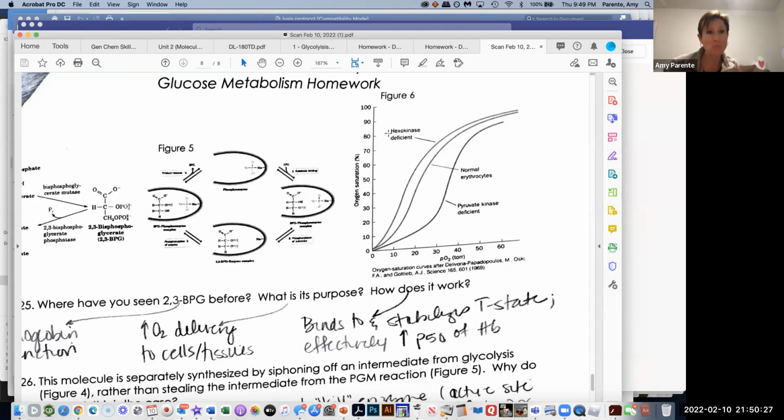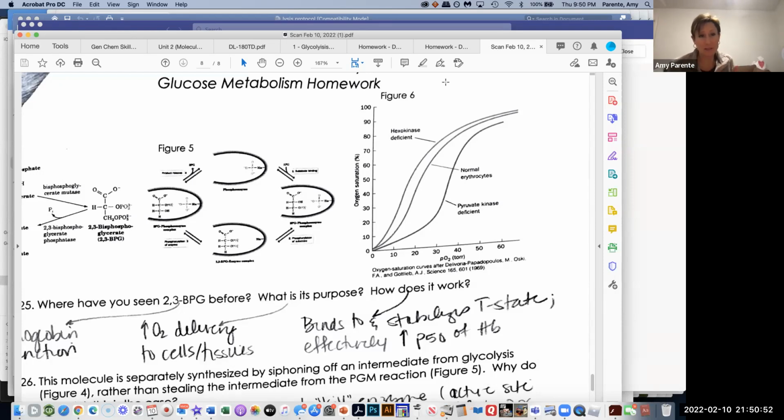Now we need to map on what we know 2,3-BPG does with hemoglobin. Okay. Hemoglobin with low levels of 2,3-BPG is going to be more in the R state. R state hemoglobin binds oxygen more tightly. When we bind more tightly, our curve shifts to the left. Good now, Brenna? All right.